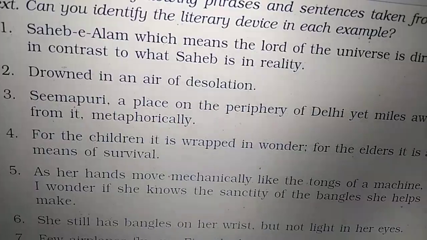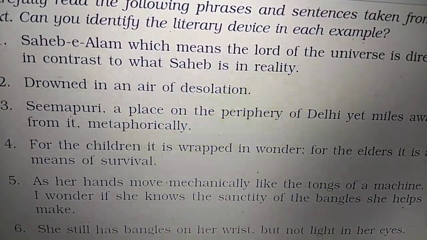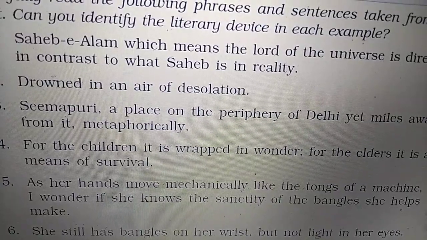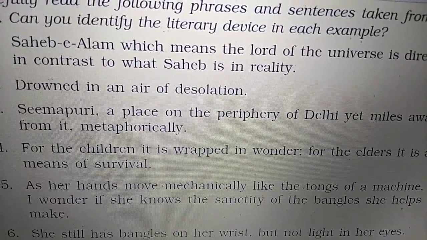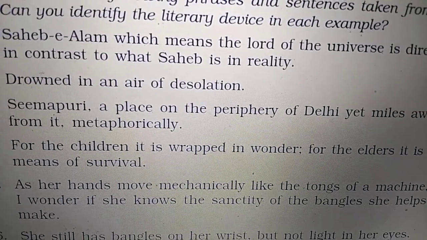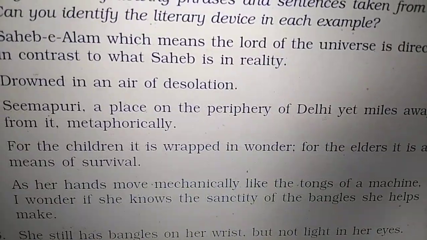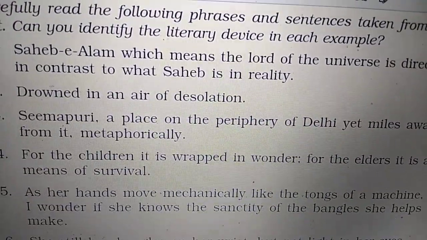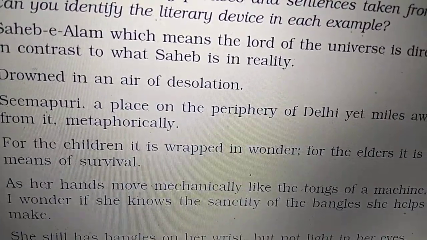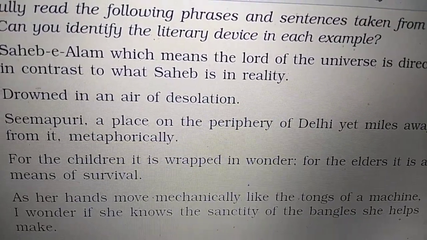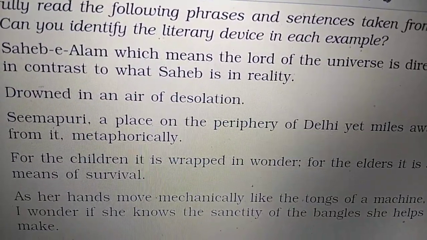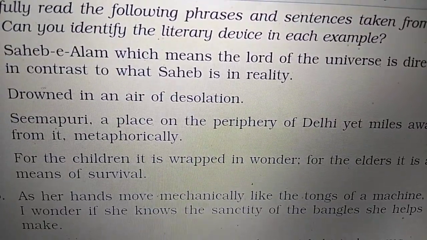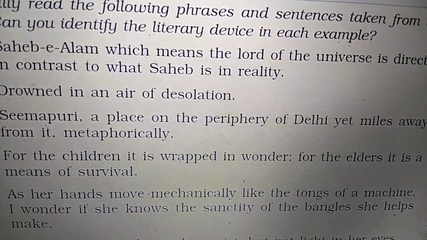Next, fifth one is "As her hands move mechanically like the tongs of a machine." Here the author Anees Jung is talking about the girl Savita, and the movements of her hands are being compared to the tongs of a machine with the help of the word like. It means here the author has used the literary device simile. Next part of the sentence, "I wonder if she knows the sanctity of the bangles she helps make." So in the whole sentence, the literary device simile has been used.